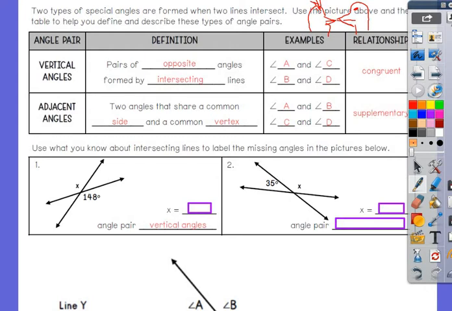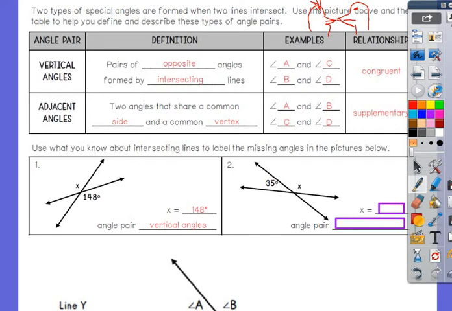So what in the world could x equal then? 148, because the vertical angle definition says that they are congruent, which means they are equal to each other. Yes, I can actually make a good grade on the lead test because there's a bunch of this on it. There will be a bunch of this on the 7th grade and 8th grade lead, but you'll learn it again in 8th grade.